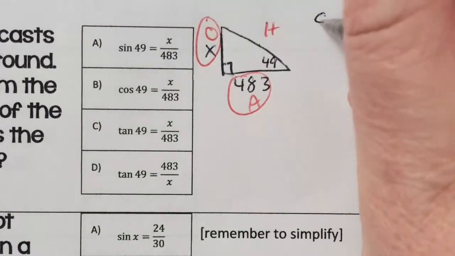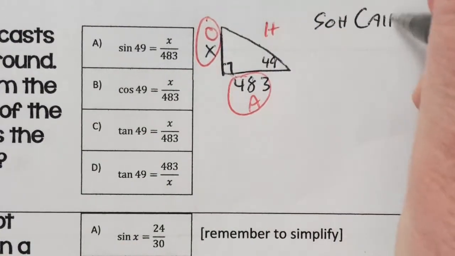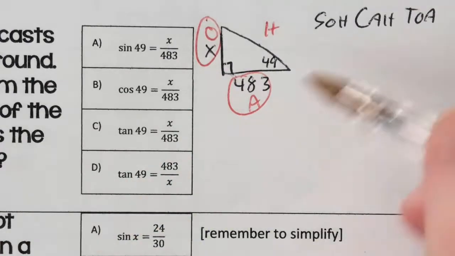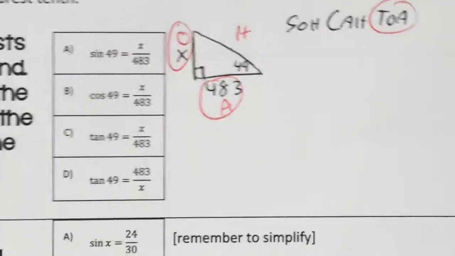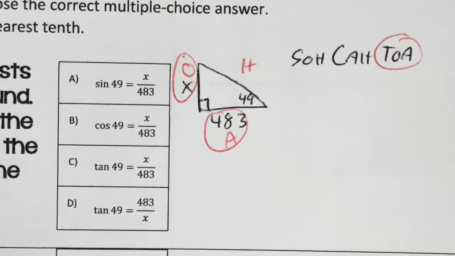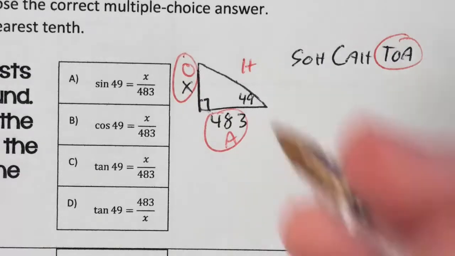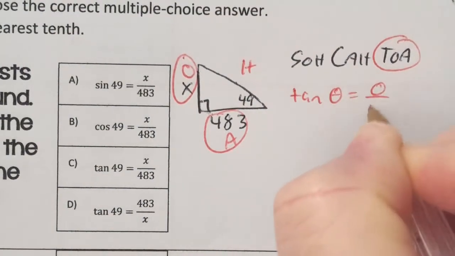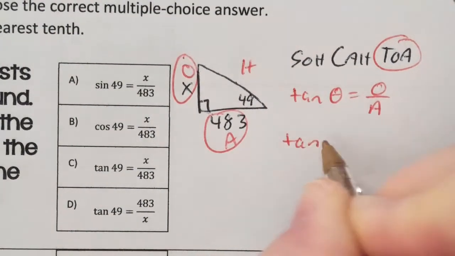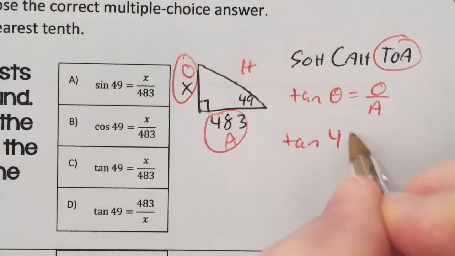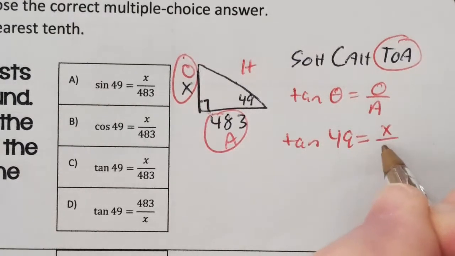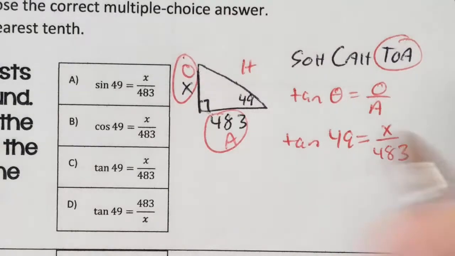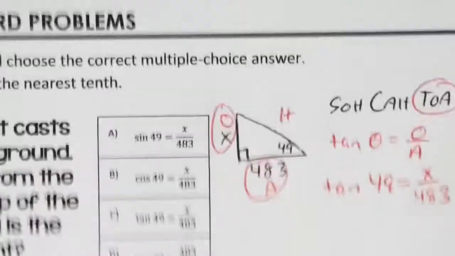So for SOHCAHTOA, in this case we're going to use O and A, TOA. Tan is going to be used a lot in these particular cases, but it's not always going to happen. So be careful. Tan happens very often, but it's not always. Okay, so tan of theta equals O over A. Tan of 49 equals x over 483.